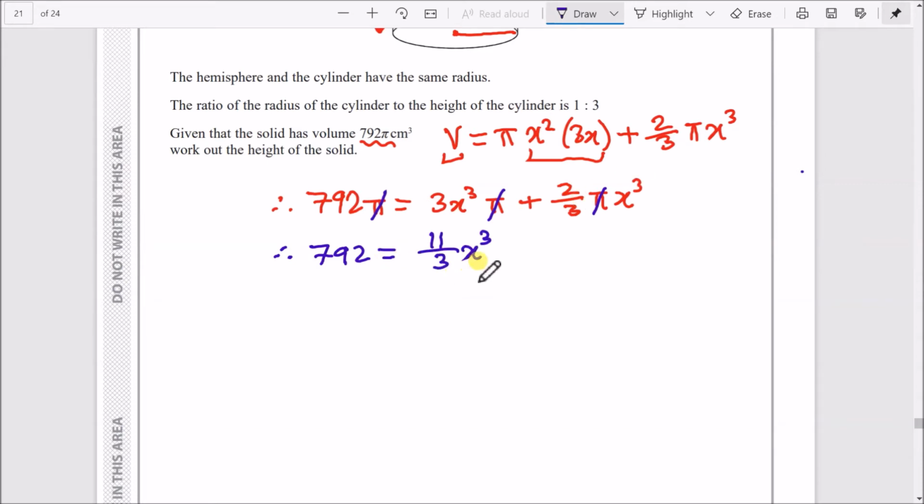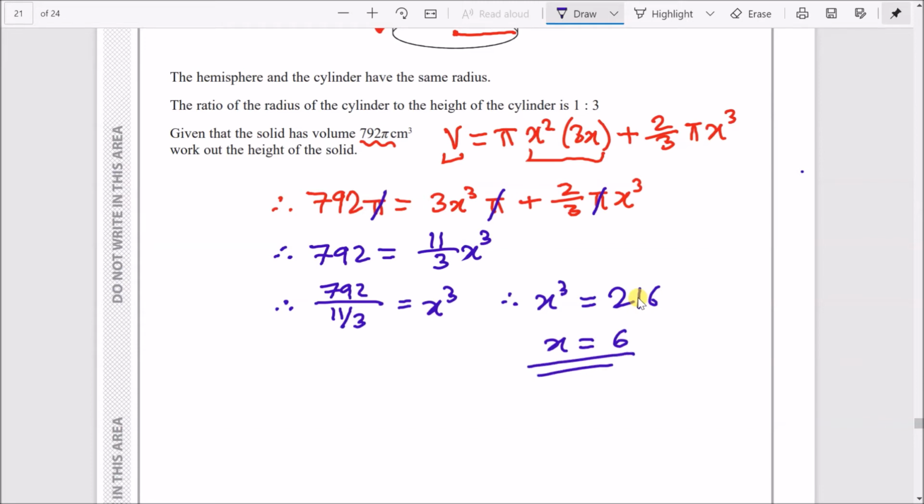And now we just rearrange to make x the subject. So in your calculator, we can do this all in one go: 792 divided by that fraction, 11/3, equals x cubed. If you do that, you should get 216. Conveniently, if we cube root this, we get a perfect answer of 6. And that's it, we've got x equals 6.